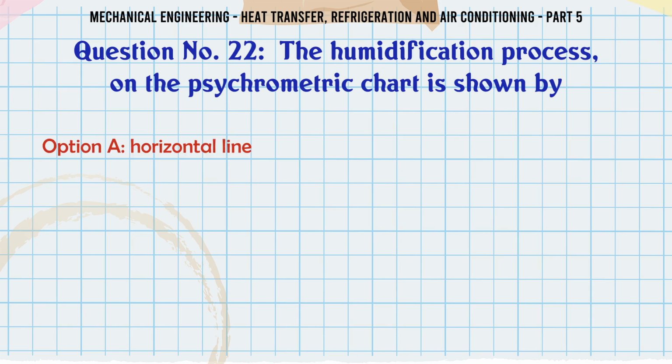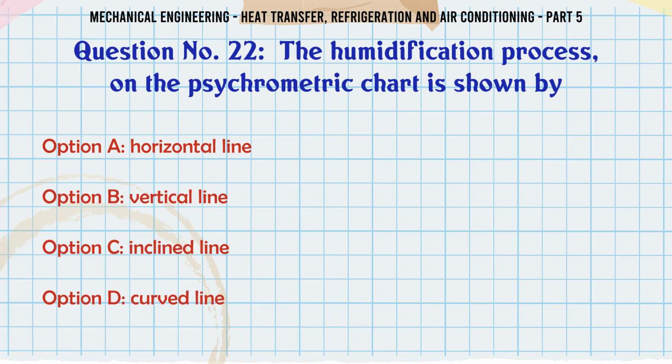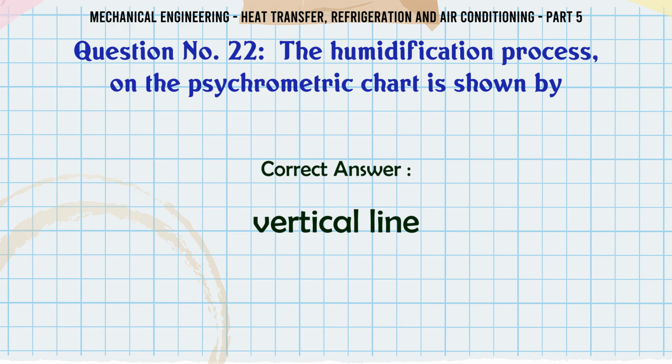The humidification process on the psychrometric chart is shown by A. Horizontal line, B. Vertical line, C. Inclined line, D. Curved line. The correct answer is vertical line.